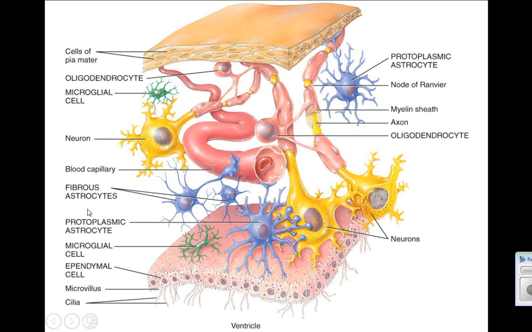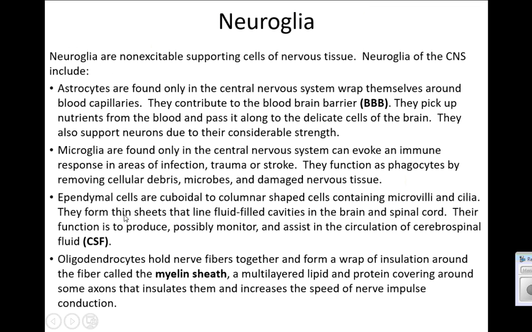Ependymal cells were the ones down here on the bottom. We find these in areas of our brain called ventricles, the central canal of our spinal cord, the places where we produce and circulate cerebrospinal fluid. We've talked about cerebrospinal fluid since that first lecture. This is a very important fluid. Without the correct concentration of cerebrospinal fluid, our neurons would not work. And the cilia help to circulate it, the microvilli help to release it. Okay. And so that's the overall function of ependymal cells. They produce and assist in the circulation of the CSF.